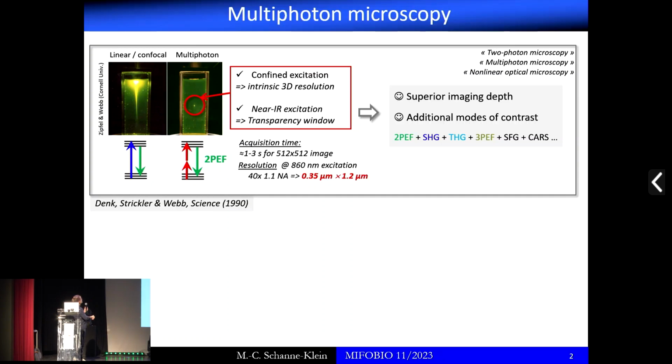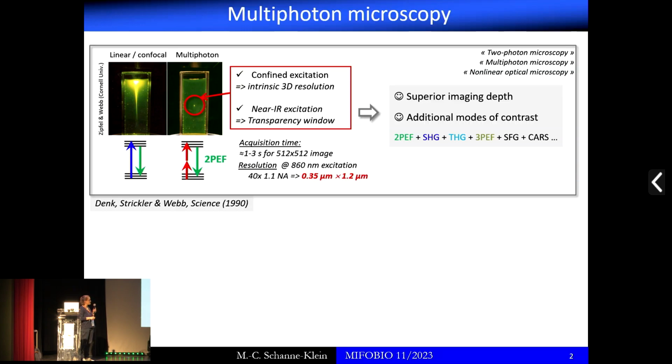Multiphoton microscopy is an alternative to confocal microscopy for 3D imaging. Instead of exciting with one blue photon, we excite with two IR photons, and we obtain the same fluorescence. The advantage is that we have signal only when we have a high intensity, that is at the focus, so we have intrinsic 3D resolution that is more robust upon scattering than using a pinhole. And moreover, we use near-IR excitation that has a deeper penetration in tissues.